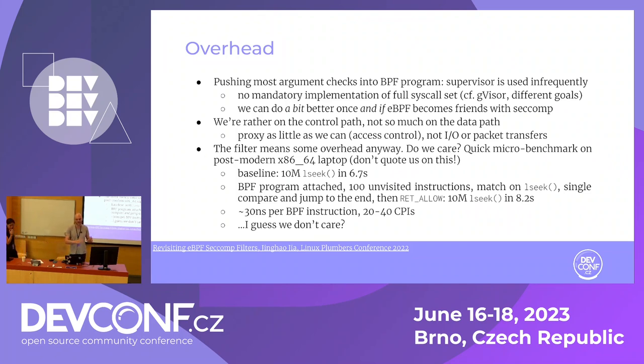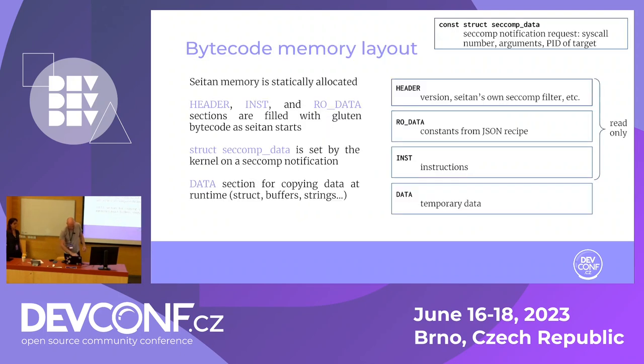Okay, so we tried a typical usage of BPF that we see with Seitan, with filters that might make sense for typical podman containers that need to just mount a volume. So it's 100 instructions that do essentially nothing, plus we have some comparison, and then we jump across this filter. And that takes a bit longer, 8.2 seconds. But from there, we estimated that every comparison is something between 20 and 40 clocks per instruction. Again, there might be something better on the market now. So I guess we don't care. Or we do, but this should show that what we are doing is actually doable.